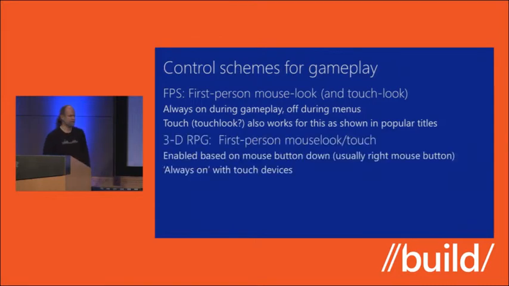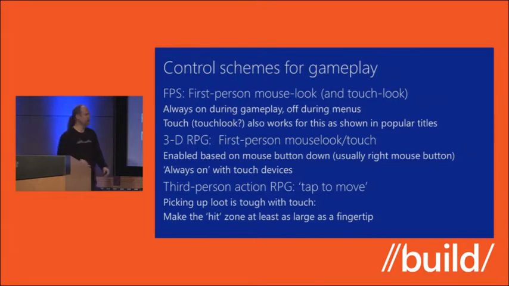And this is also something that's popularly used in 3D RPGs, first-person games there. In that case, usually the experience of going into this mouse look mode or touch look mode is triggered by a mouse button down, unlike, say, the first-person shooter where it just is turned on as soon as you start playing.